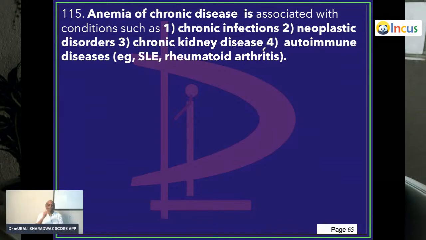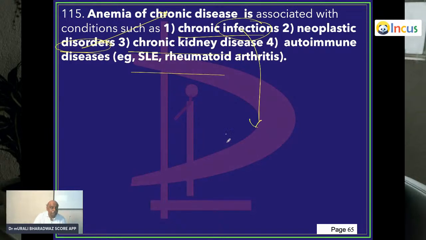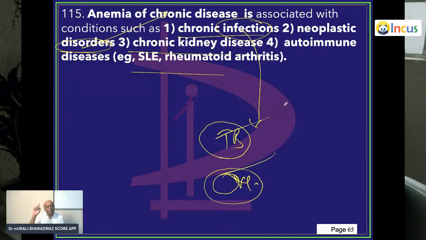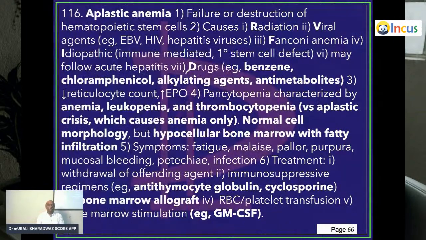Now, anemia of chronic disease, what are the causes? Chronic infection like rheumatoid arthritis. Any neoplastic disorder can cause anemia of chronic disease. Chronic kidney disease can cause. Any chronic autoimmune disease. Chronic infection means TB, osteomyelitis. They're all very chronic infections. Leprosy, all those things. There also you'll get anemia of chronic disease. Then SLE, rheumatoid arthritis are the autoimmune disorders which can lead to anemia of chronic disease.